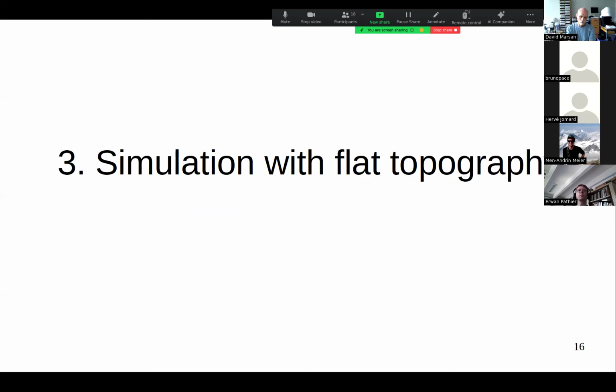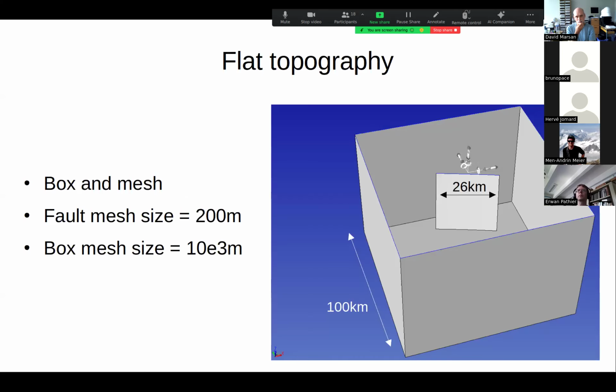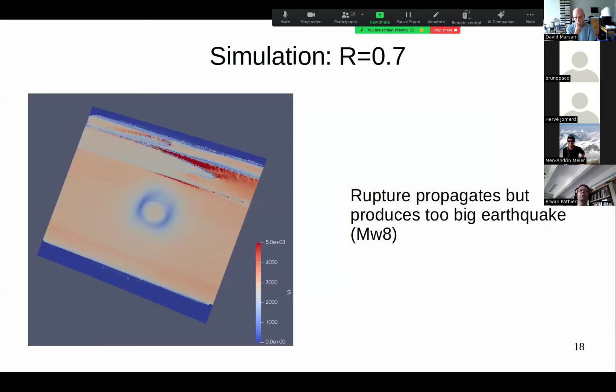The first simulation we have is a simulation with a flat topography, with this normal fault. We modeled a box of 100 kilometers with a fault of 26 kilometers. The fault mesh size was around 200 meters, and the box mesh size 10,000 meters. We ran our first simulation with an R of 0.7. The picture you can see on the left is the rupture velocity at the last time step.